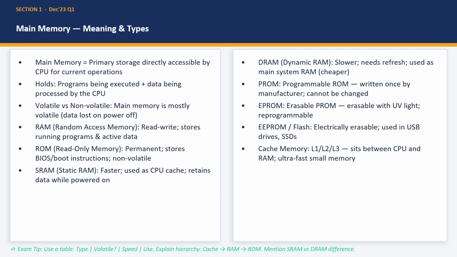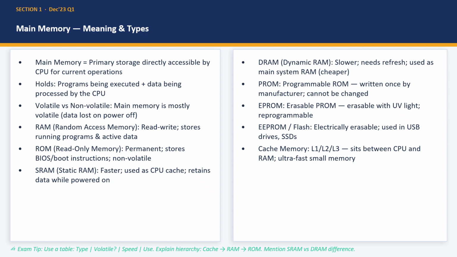Similarly, for main memory, start with the meaning of main memory. Then explain types: RAM, ROM, SRAM, DRAM, EPROM, cache. Always add a comparison point like SRAM is faster and used for cache, DRAM is slower but cheaper.